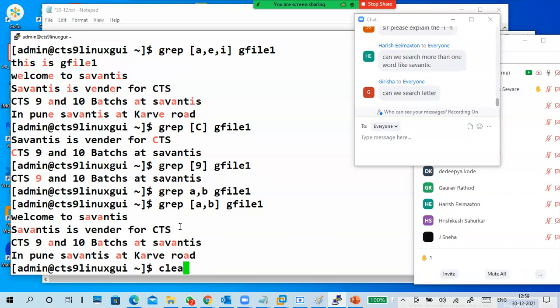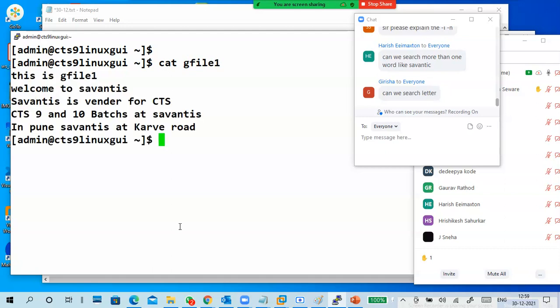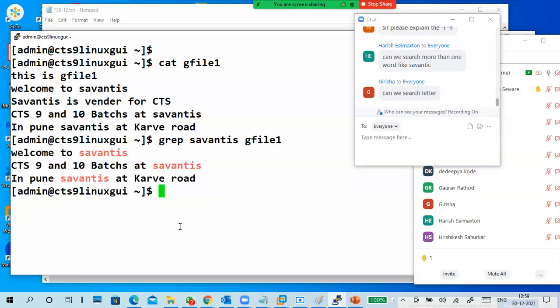Again, okay. Again, I will start. Guys, people are not getting the point, so again I'm explaining clearly. Listen. The grep Savantis file one. What it will display in this file, wherever the Savantis is there, it will display. But it is not displaying Savantis with a cap letter. S is a cap letter, so there is case sensitivity.